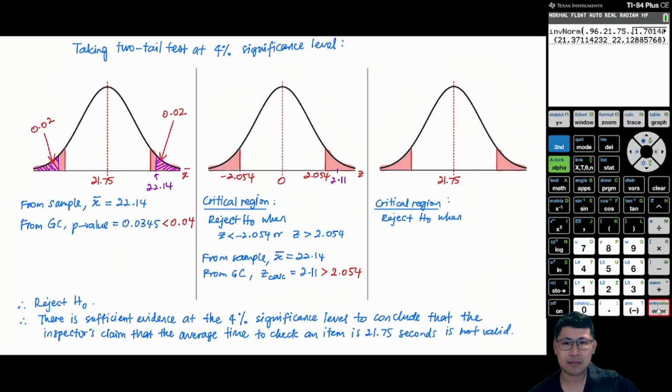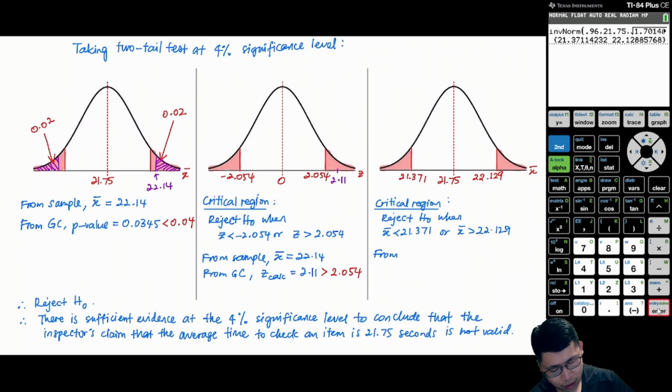So the value over here is going to be 21.75. On the left it will be 21.371. This one over here would be 22.129. So I'm going to reject H naught when x bar, the sample mean value, is less than 21.371 or x bar is greater than 22.129, to mark out my critical region.